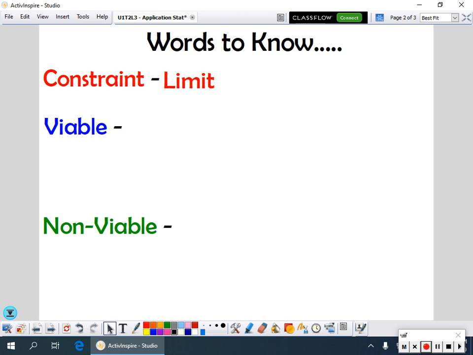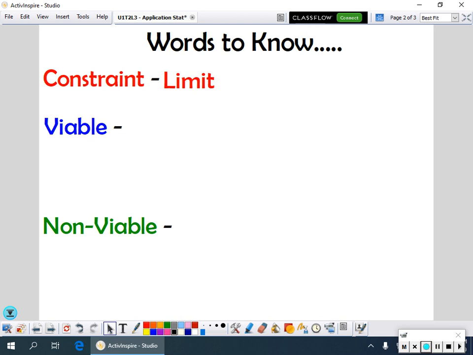When you have an inequality, you are typically looking at something that is greater than or less than, maybe equal to. So those are going to be your limits. If it has to be less than a certain amount or greater than a certain amount, that's your constraint.